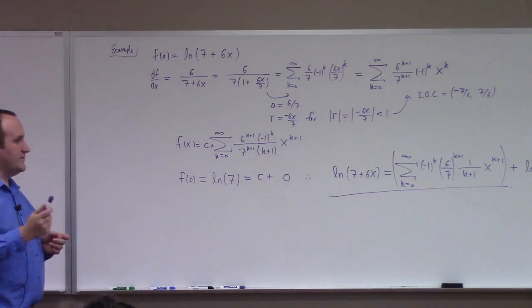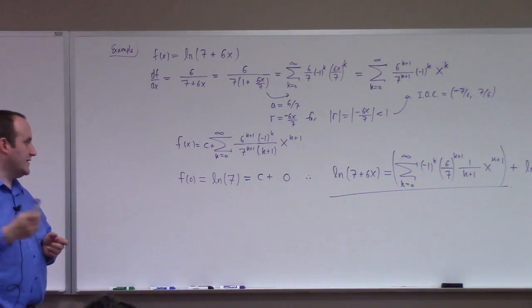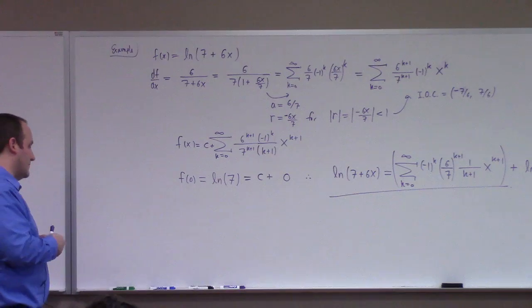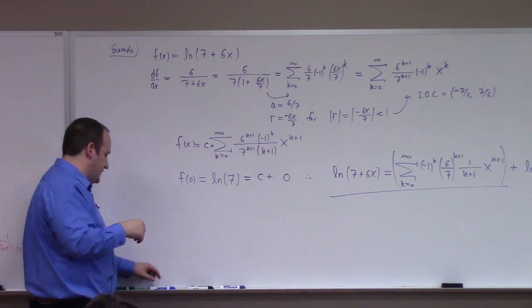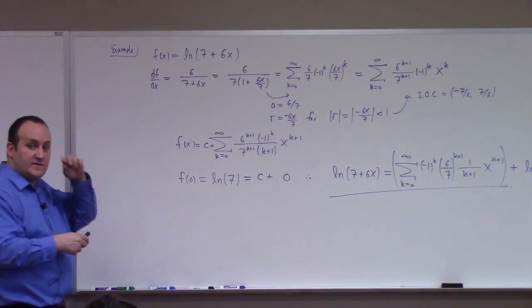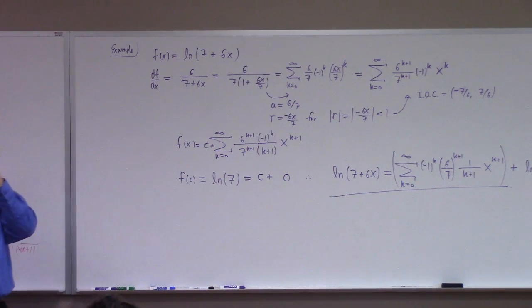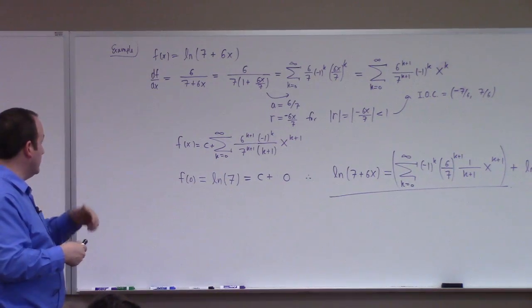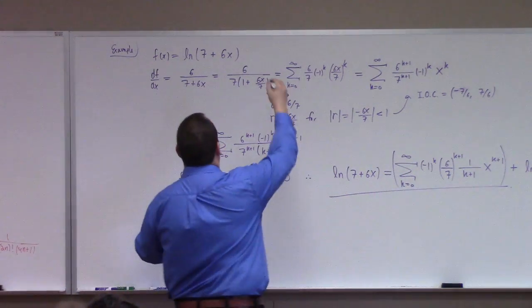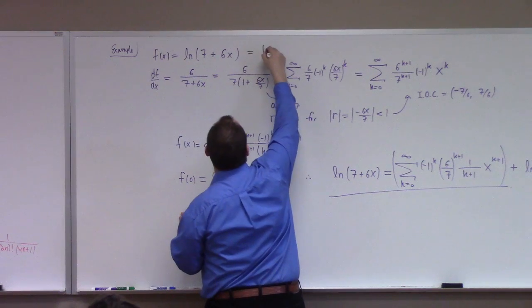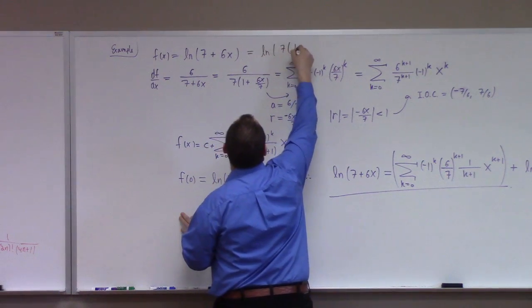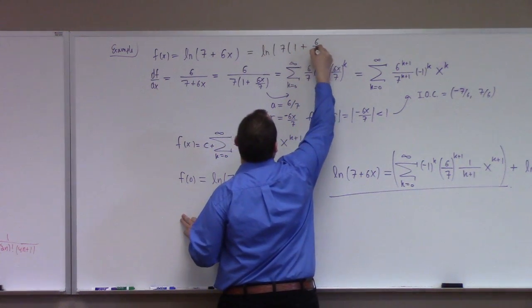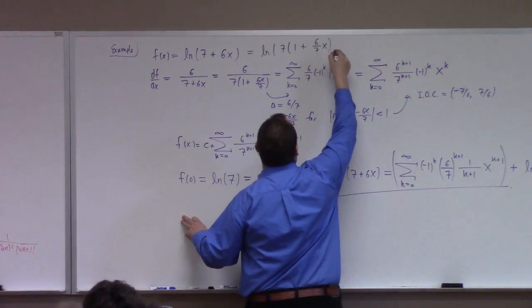I think I was talking to Thomas earlier today, and he had an interesting and useful other idea about how you could do this. Do you guys have any other ideas about how you could do this? Yes, Will? You can go ahead and, in the beginning, separate your terms in the natural log. So you factor out a 7. You get natural log of 7 times 1 plus 6 over 7x. And then you can use logarithmic rules and stuff like that.